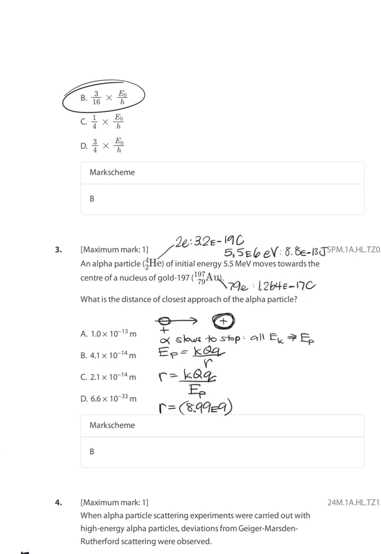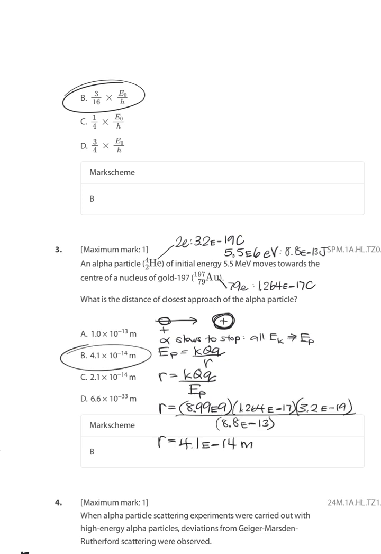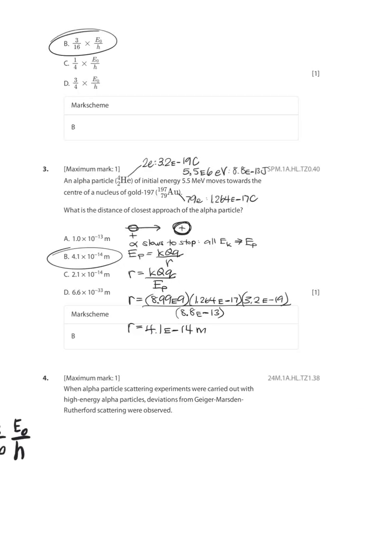Electrostatic constant k from the data booklet is 8.99 times 10 to the 9 newton meter squared per coulomb squared. Throw all of our numbers in there, and we get 4.1 times 10 to the negative 14 meters, which is B. Now we have number 4.